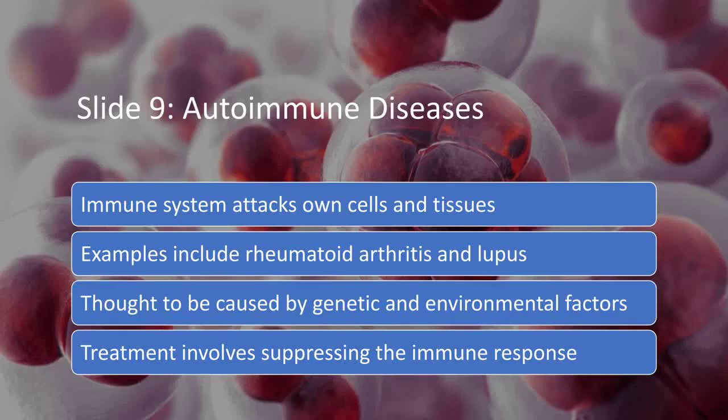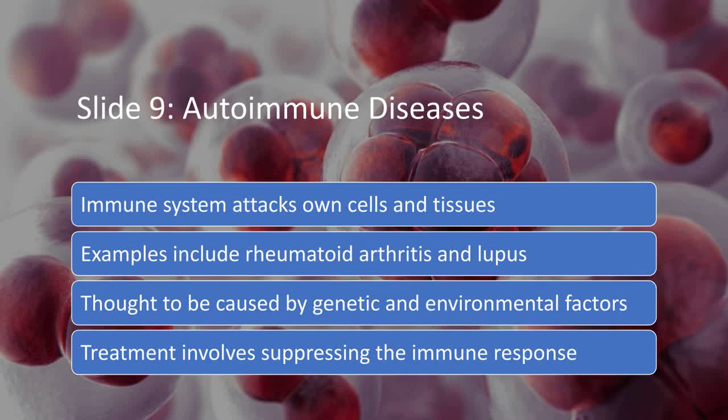We will discuss autoimmune diseases, which are conditions where the immune system attacks its own cells and tissues. Examples of autoimmune diseases include rheumatoid arthritis and lupus. These conditions can affect different parts of the body and cause a range of symptoms, such as joint pain, fatigue, and skin rashes. Autoimmune diseases are thought to be caused by a combination of genetic and environmental factors.